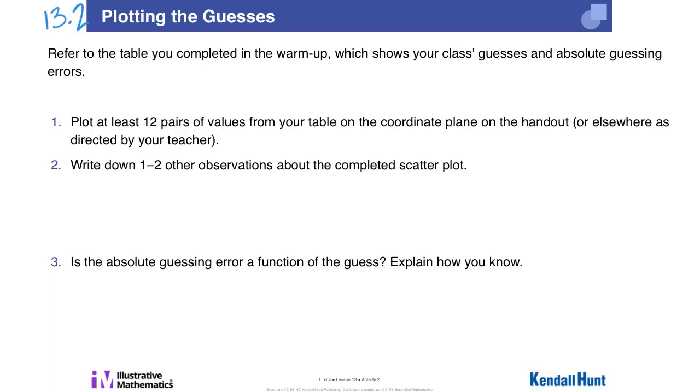In the next activity, you're going to refer to the table that you completed. You already did number 1, plotting the pairs. And then number 2, write down some observations about your completed scatter plot. What else do you notice? And number 3, is the absolute guessing error a function of the guess?